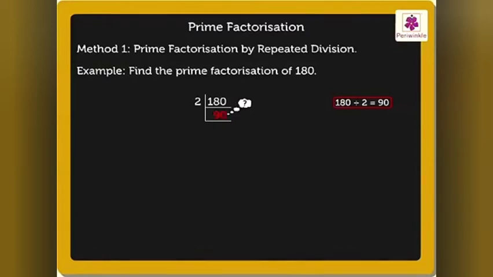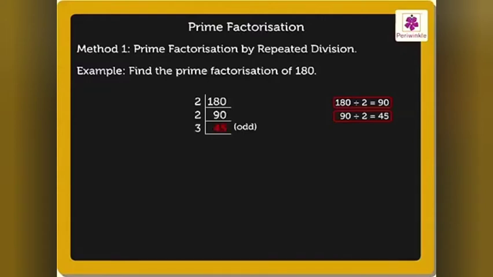As the number 90 is an even number, it is divisible by 2. On dividing 90 by 2, we get 45, which we write below 90. Now we have to divide 45 by the smallest prime number. As it is an odd number, so it is not completely divisible by 2. So now we move ahead to the next prime number, that is 3.